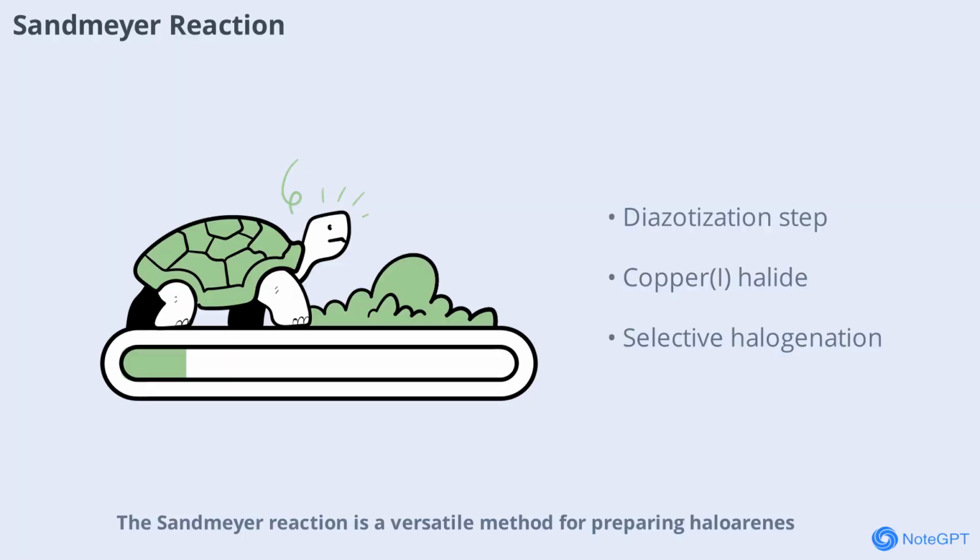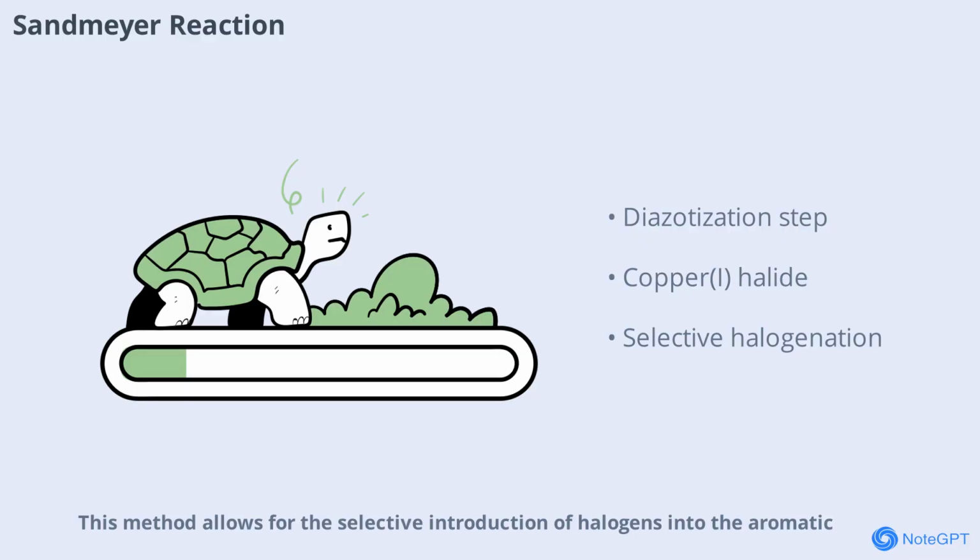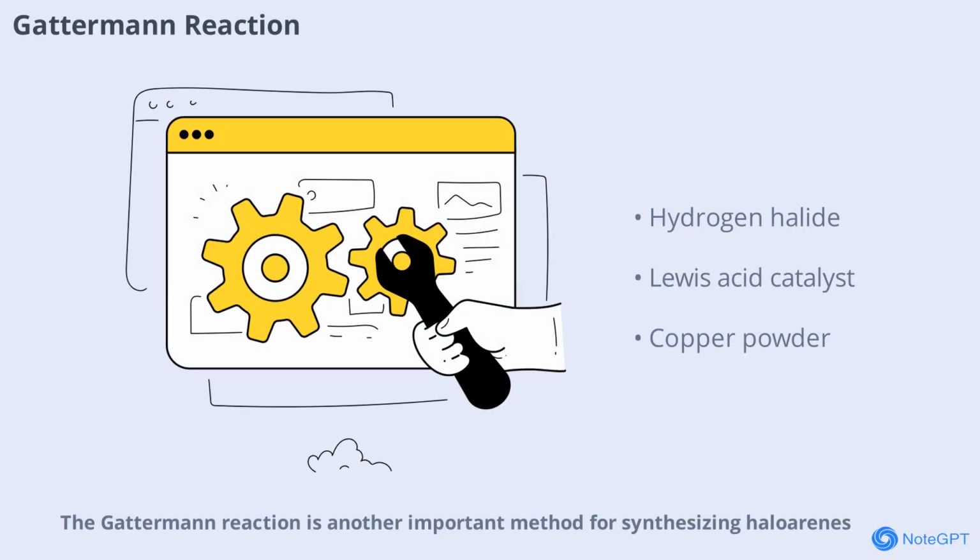The Sandmeyer reaction is a versatile method for preparing haloarenes, especially when introducing chlorine, bromine, or cyanide groups. It involves the diazotization of aniline followed by the reaction with copper(I) halide. This method allows for the selective introduction of halogens into the aromatic ring and is widely used in the synthesis of various aromatic compounds. The Sandmeyer reaction is particularly valuable for preparing haloarenes that are difficult to synthesize by direct halogenation.